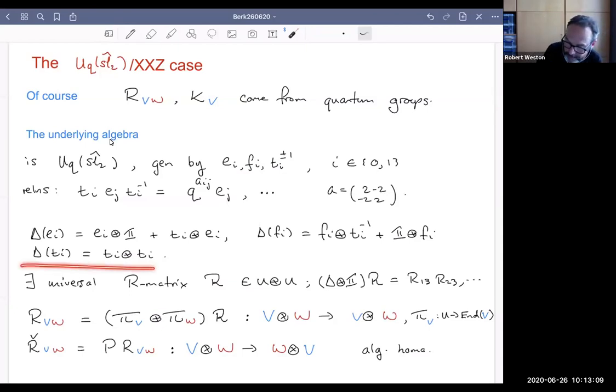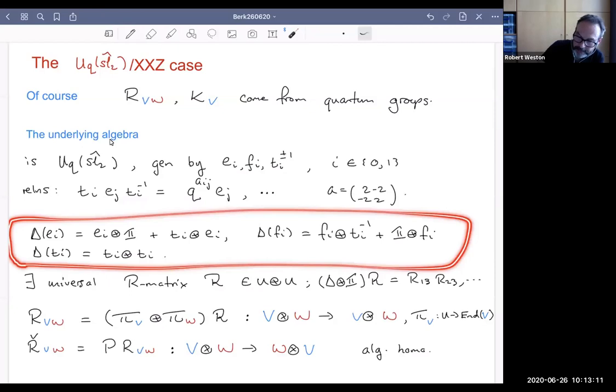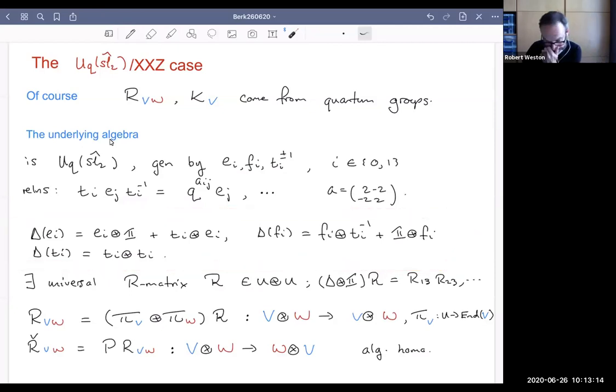And just so you can see one of them, here's the coproduct I choose. And as you know, there's a universal R matrix, which I've attempted to write as curly R here. The curly R lives in the algebra, in a sense, and it obeys various axioms, including this one. So this is one of the two axioms of the universal R matrix.